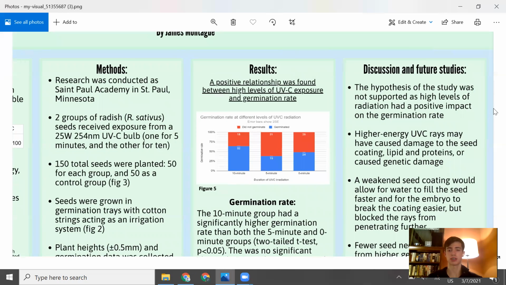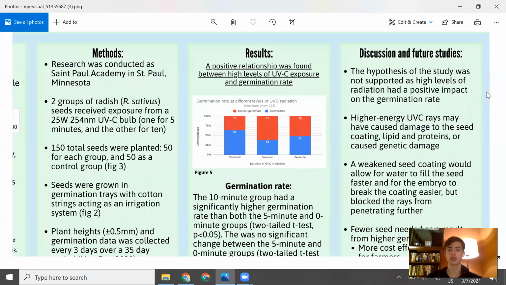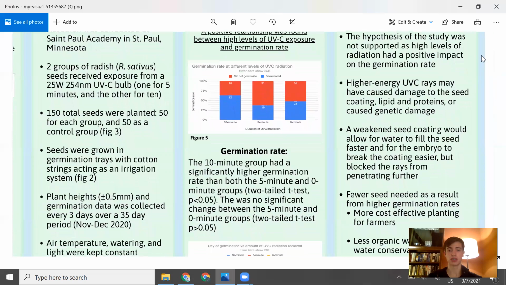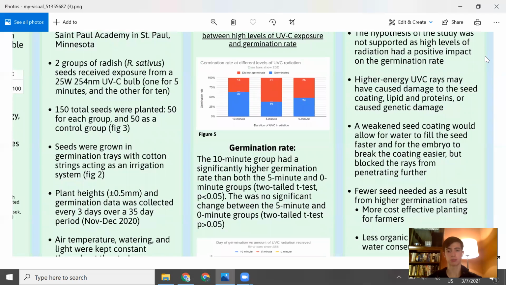Discussion of future studies. The hypothesis of the study was not supported. High levels of radiation have a positive impact on the germination rate, not a negative one. High energy UVC rays may have caused damage to the seed coating, lipids, and proteins, or caused genetic damage. A weakened seed coating will allow water to fill the seed faster and the embryo to break the seed coating more easily, which would have allowed for a higher germination rate as more seed coatings would have broken.